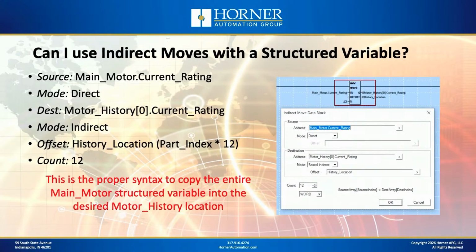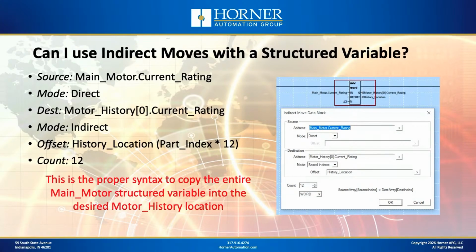Okay, so again, our source is main motor dot current rating because that's the first variable within the structure of the source. Our destination is motor history 0 dot current rating because that's the first variable within the destination. And then our offset isn't the simple part index, but we had to calculate using another variable called history location where we took the part index multiplied by 12 outside of this function block, of course, to come up with history location, so we got the proper word number that is our offset. And then our count is not 1 or 7, it's 12 because we're moving 12 words.